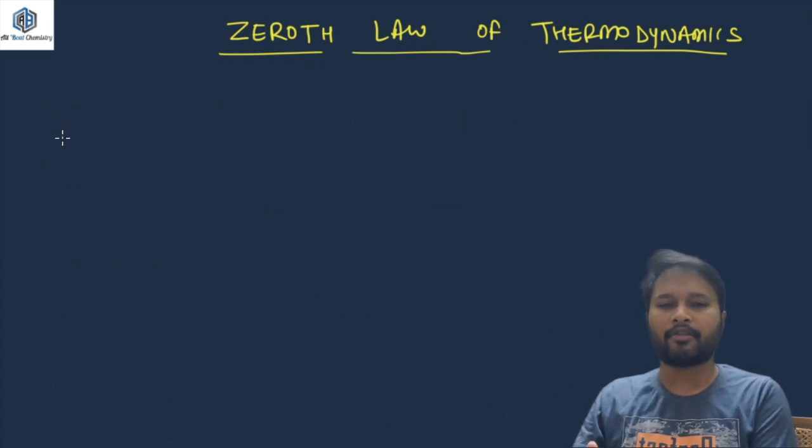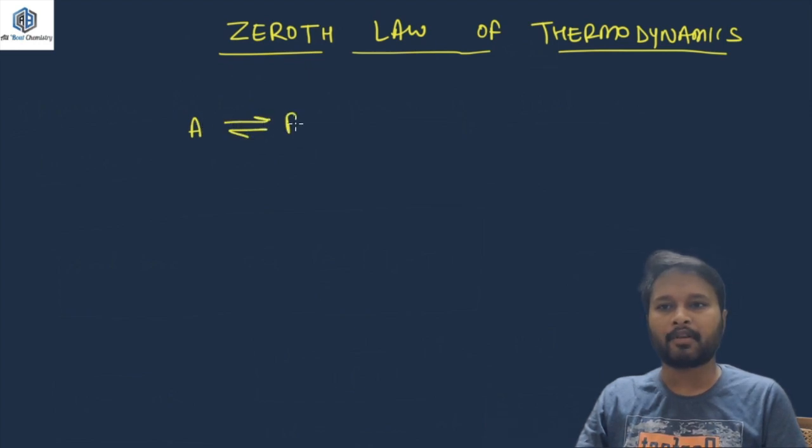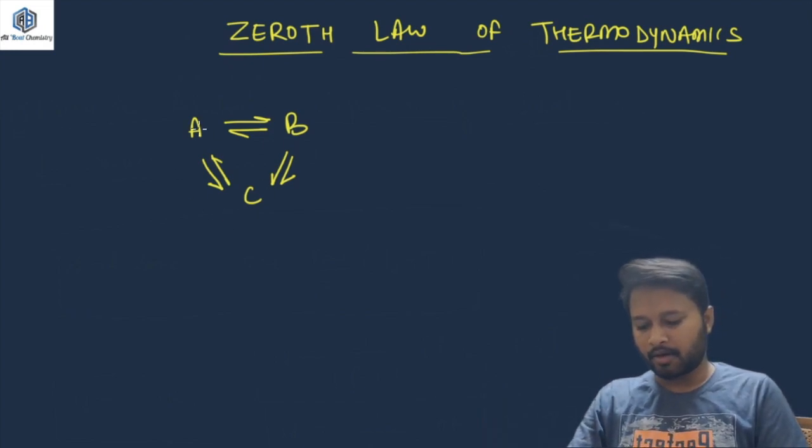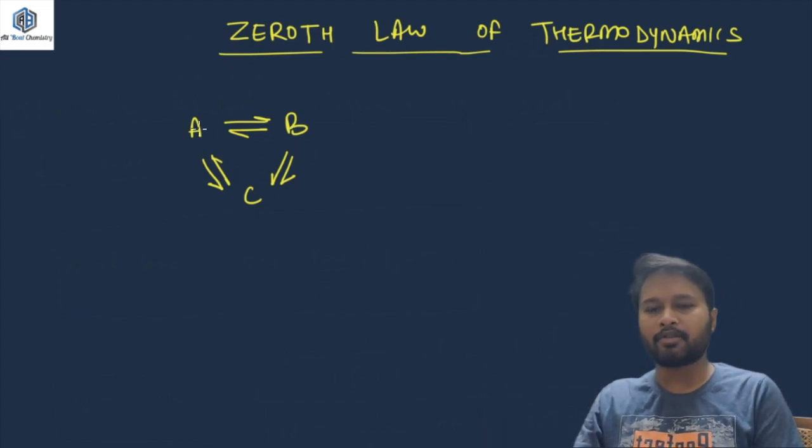Now let's talk about the starting of thermodynamics, that is the zeroth law of thermodynamics. What it says is, let's say if A is in equilibrium with B, and this B is in equilibrium with C, then it is necessary that A and C will also be in equilibrium with each other. That's what the zeroth law of thermodynamics tells you. So this is about the zeroth law. That's it, there is not much about it, just the way how it works.